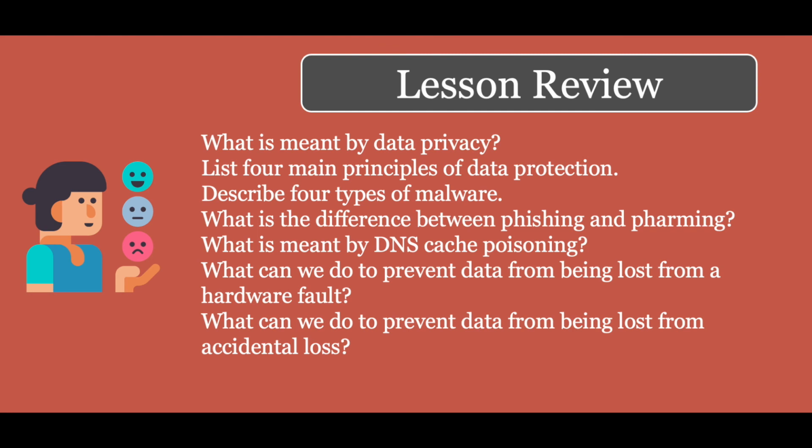Now, hopefully, by the end of this lesson, you know what is meant by data privacy. You can list 4 main principles of data protection at least. You can describe 4 types of malware. What is the difference between phishing and pharming? What is meant by DNS cache poisoning? What can we do to prevent data from being lost from a hardware fault or accidental loss or software fault and so forth? And you should be able to identify and describe for a particular context what the best way of backing up data can be.